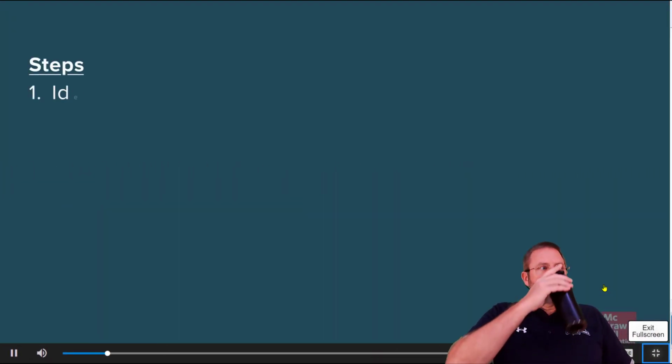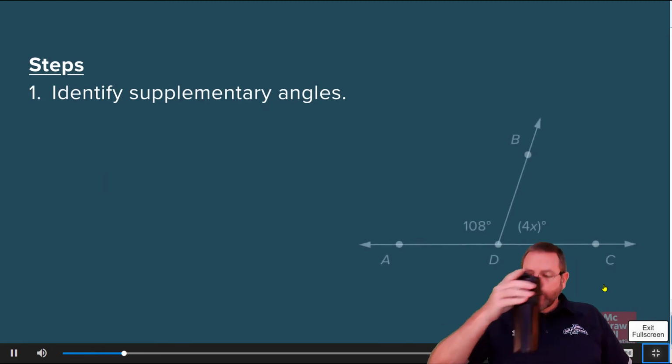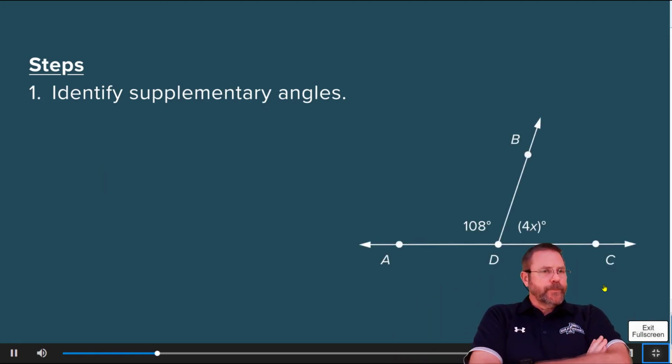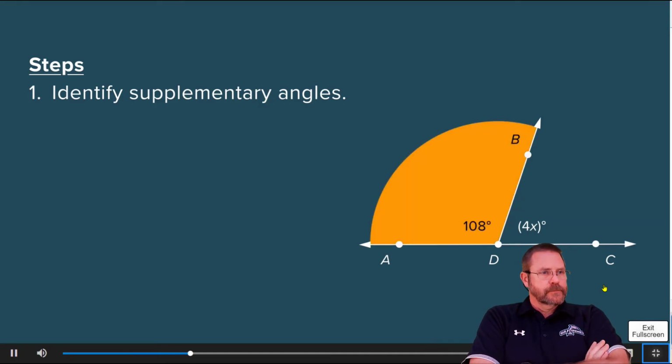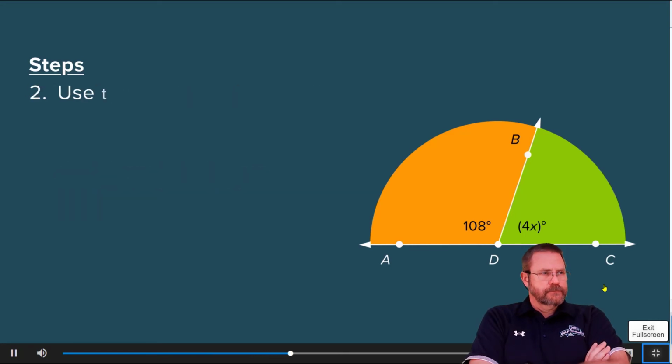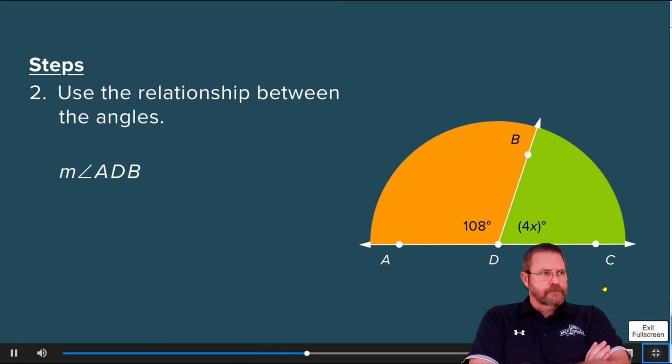You can use supplementary angles to find an unknown value. Two angles are supplementary if the sum of their measures is 180 degrees. Together, angle ADB and angle BDC form a straight angle. A straight angle measures 180 degrees, so angle ADB and angle BDC are supplementary.